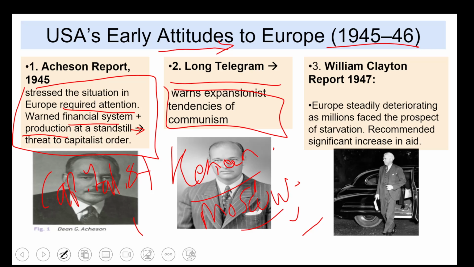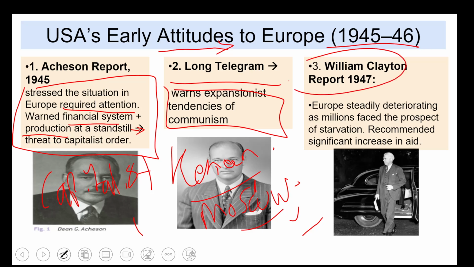So where do we go from here? Well, our third key report is, of course, William Clayton's report from 1947. And Clayton basically returns from Europe on a fact-finding mission, and he warns that millions are facing starvation. This is apparent in lots of different European nations, in Britain, in France, parts of the Netherlands as well. He argues that without substantial aid, Europe will experience economic and political disintegration. And this is the moment that the US shifts from passive concern to active intervention, and isolationism gives way to geopolitical strategy on the whole.